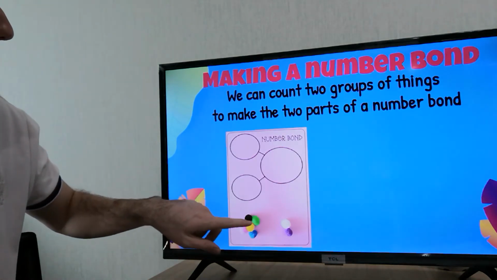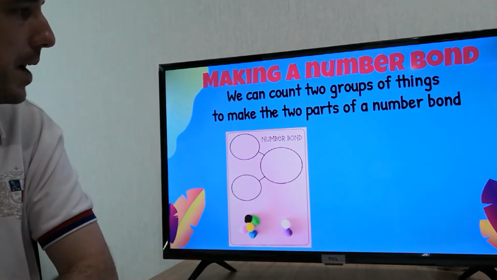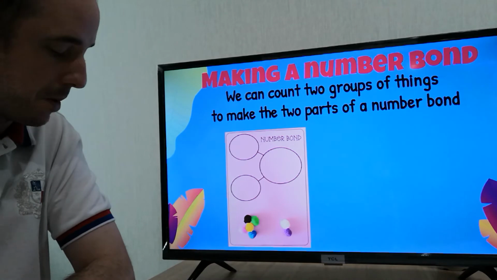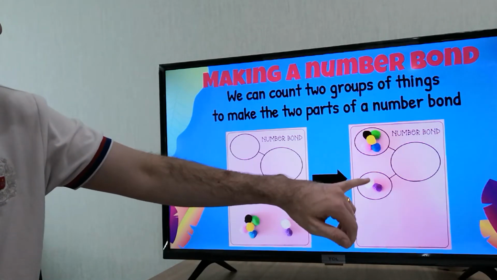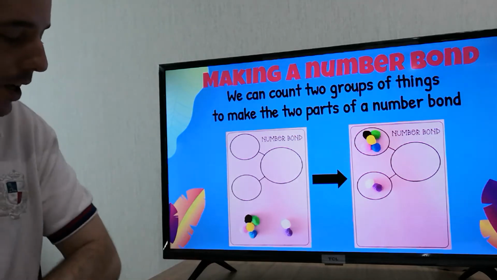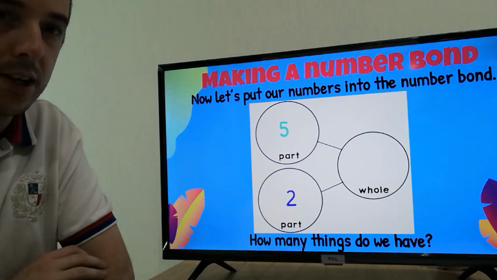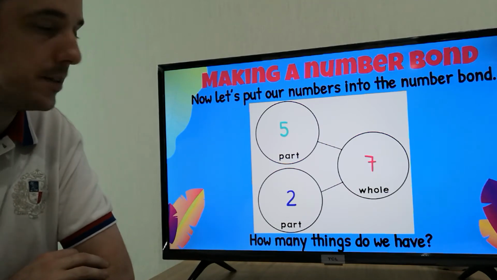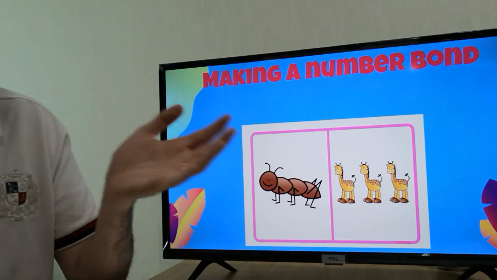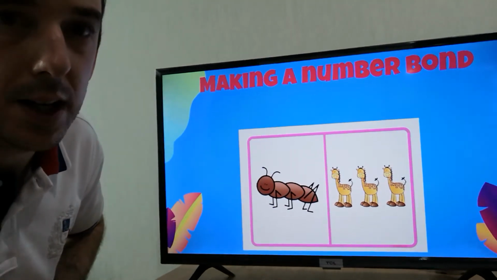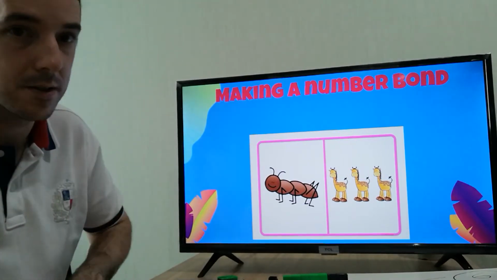1, 2, 3, 4, 5, 1, 2. We can count two groups of things to make the two parts of the number bond. So again, we could have 5 and we could have 2, and 5 and 2 this way will also give me 7. Okay. We can do it with anything. Number bonds could be with little balls, or it could be with animals.